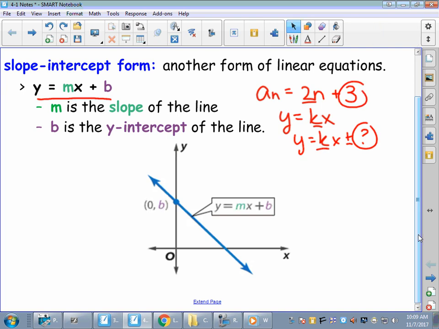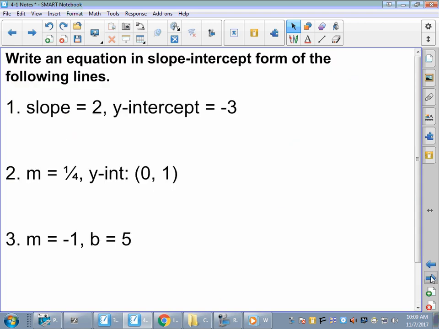So in this particular line here, if you notice, it crosses at the little b. This is the ordered pair (0, b). So whatever number is sitting there in the equation, that is where it crosses the y-axis. And then slope, you could count rise over run, to graph the rest of the line.